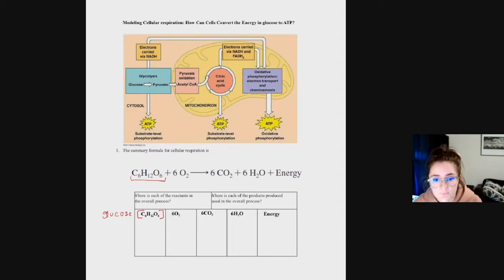Okay, so we're starting off with glucose. If we look up to this blue box, we can see glucose right over here. So we can say that glucose is found in glycolysis. It always trips me up that there are two Y's in glycolysis, and I always forget.